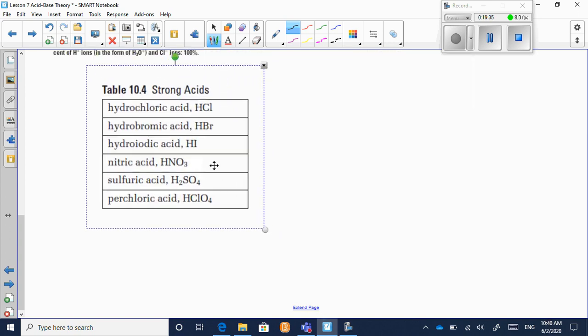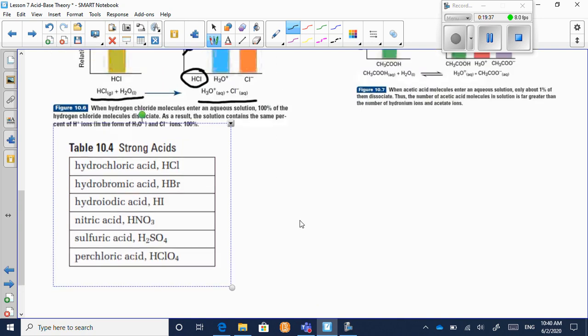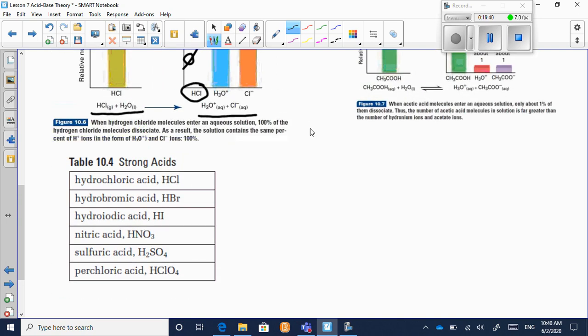Okay, so there are actually only 6 strong acids out there. These are the only 6, and you've got to kind of memorize these ones. These are the only 6 strong ones that fully dissociate: hydrochloric, hydrobromic, and hydroiodic. So those ones, remember, are our binary acids.